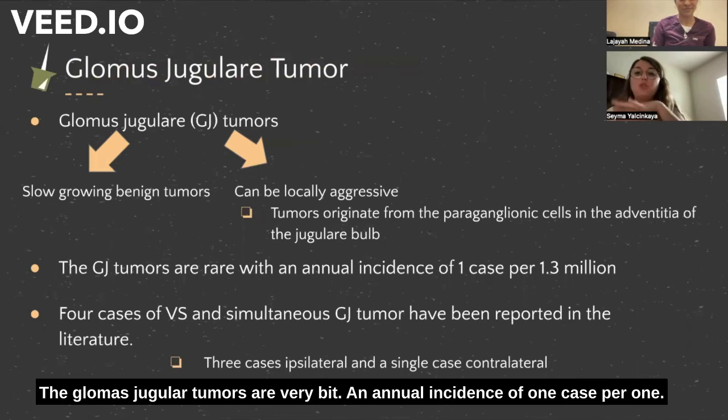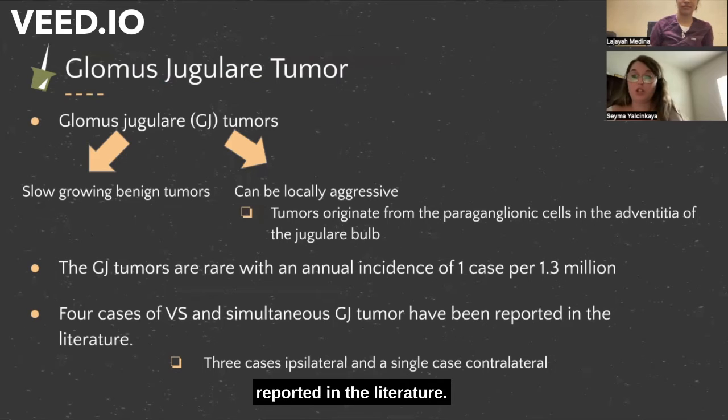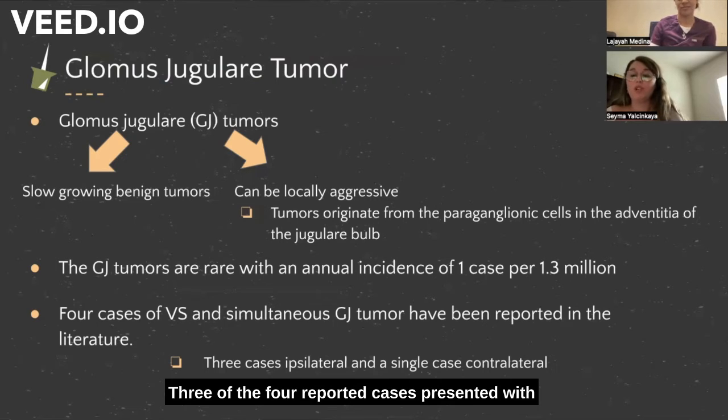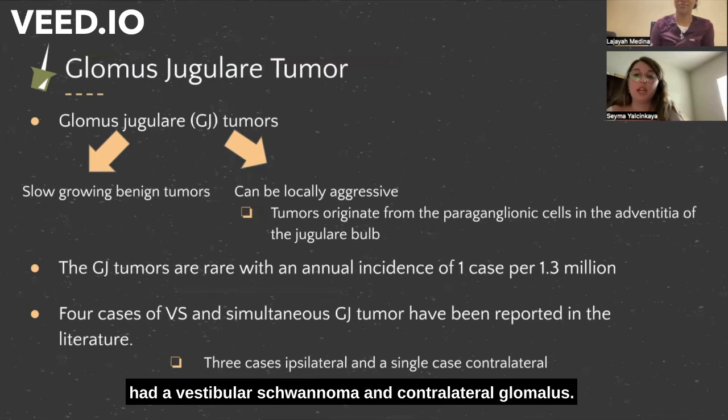The glomus jugular tumors are rare, with an annual incidence of 1 case per 1 to 1.3 million. 4 cases of vestibular schwannoma and simultaneous glomus jugular tumor have been reported in the literature. 3 of the 4 reported cases presented with ipsilateral vestibular schwannoma and glomus jugular tumors, while a single case had a vestibular schwannoma and contralateral glomus jugular tumor.